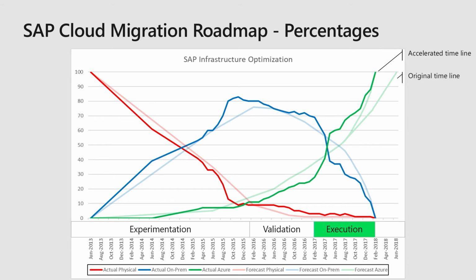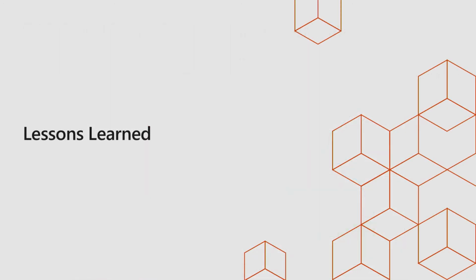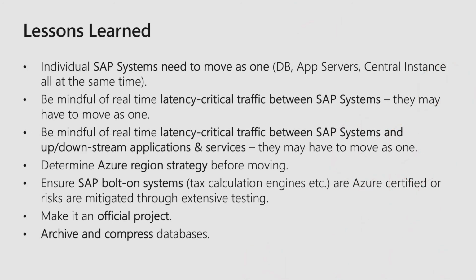Now, as far as lessons learned, there's quite a few things, good and bad. First of all, as you know, an SAP system consists of 3 components: database, app servers, and central services instance. They must move together. You cannot leave your database on-prem and move app servers to the cloud. The latency will kill you. That's just an SAP architectural limitation. It doesn't matter if you're doing this on Azure, Google, or AWS. If it's an SAP system, all 3 components have to move together. Okay, so that's out of the way.